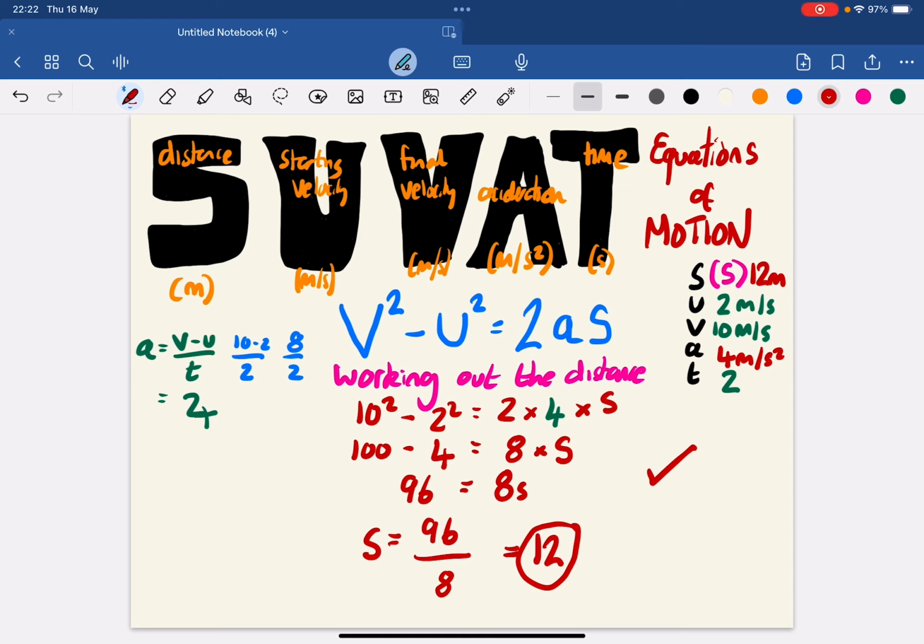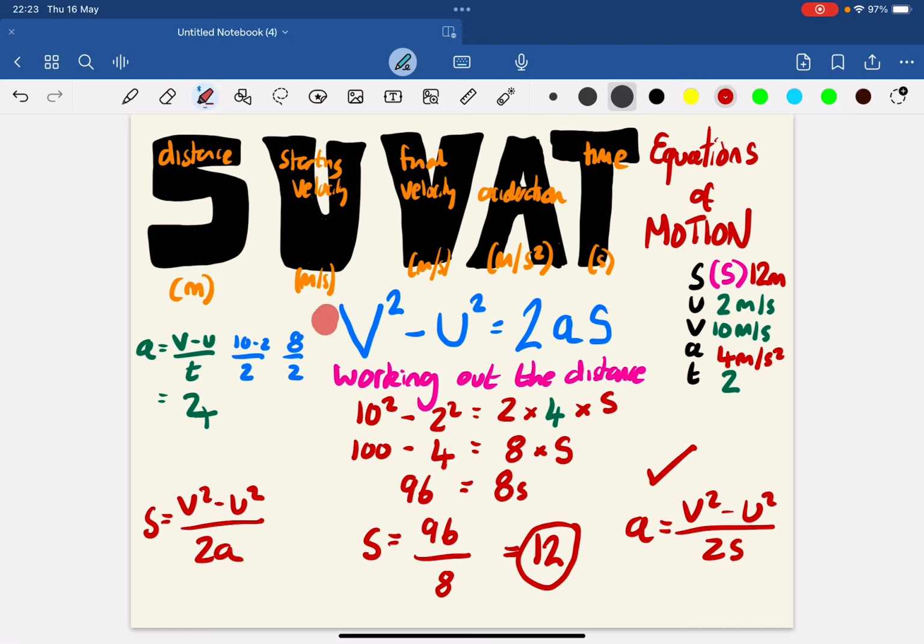So if we want to work out the distance, the distance is equal to V squared take away U squared divided by 2 times the acceleration. And if we want to work out the acceleration, we can do V squared take away U squared divided by 2 times the distance. I'll do a part 2 video later on where we work out the final velocity and initial velocity from this calculation.